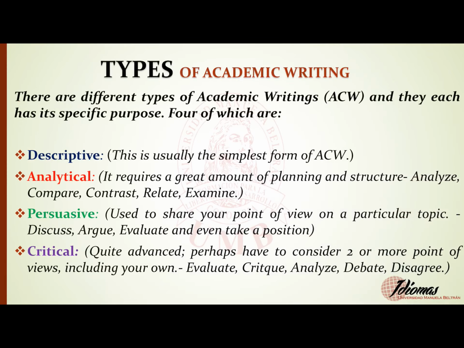There are different types of academic writing, four of which are the descriptive, the analytical, the persuasive, and the critical. Let's take a look at the analytical. It requires a great amount of planning and structure. In this, you usually analyze, compare, contrast, relate, and also examine. In the persuasive type of writing, you share your point of view on a particular topic, in which you usually discuss, argue, evaluate, and even take a position.